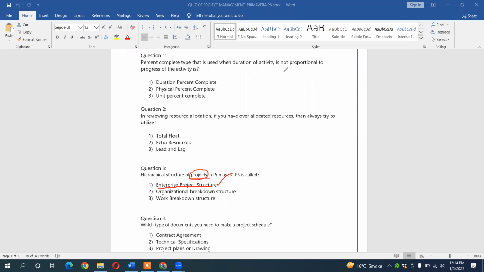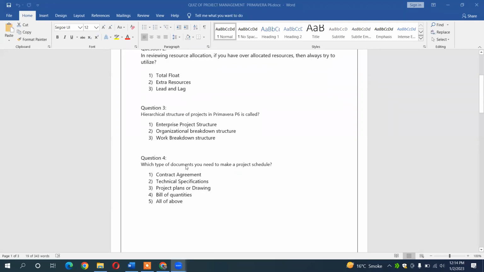Another question is: which document do you need to make a project schedule? And one more factor is how you can find the number of days, and what the project manager always refers to in order to find out the number of days for the project.